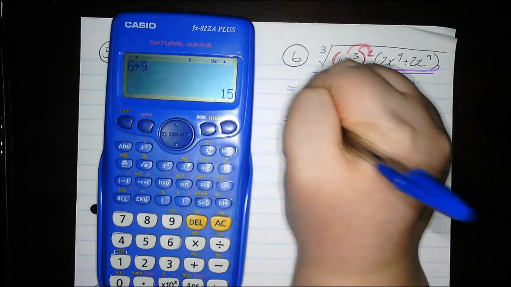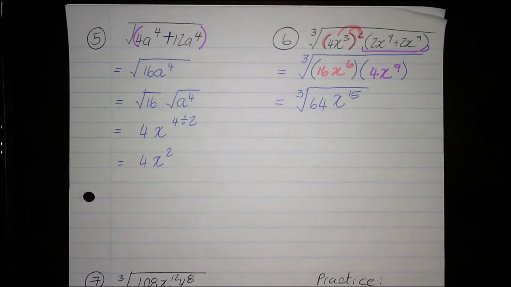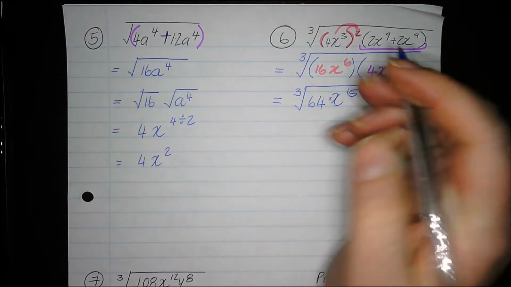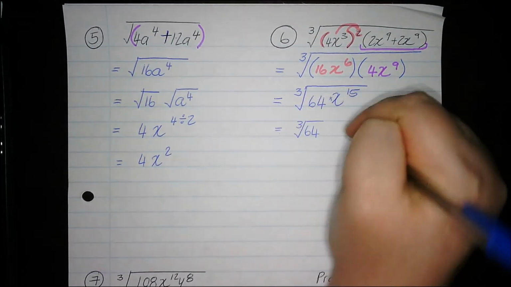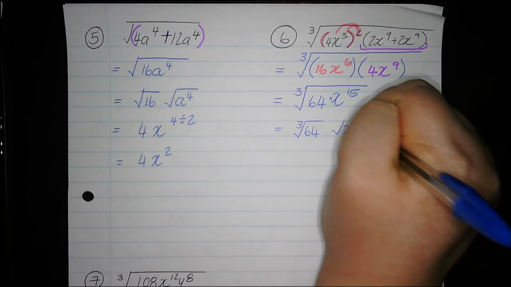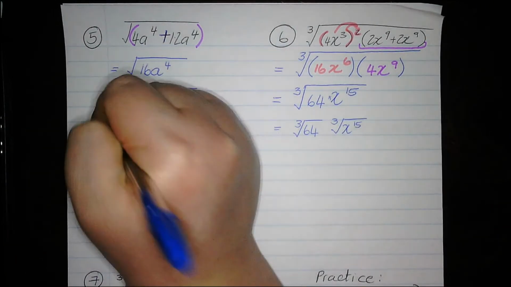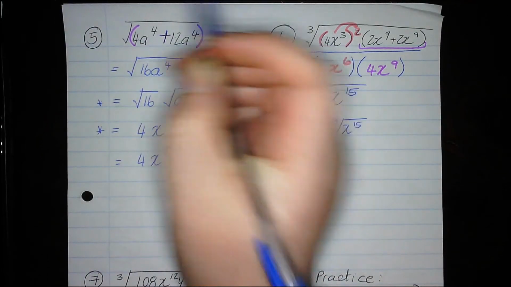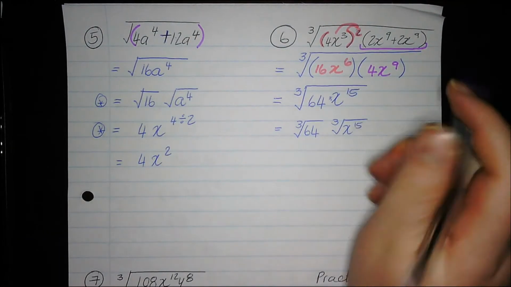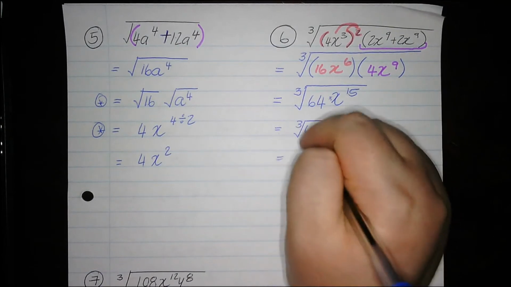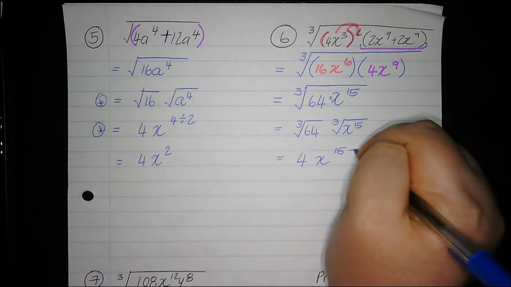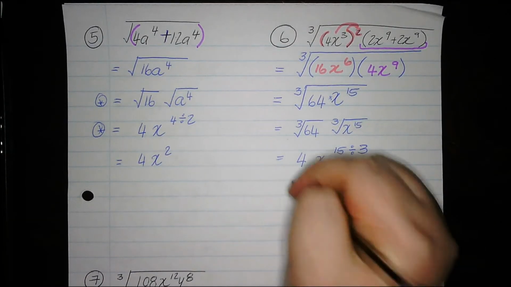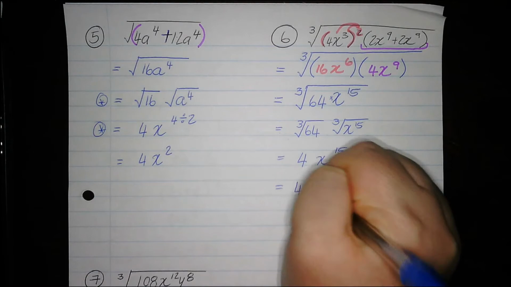Do you see how important it is to know your exponential laws for algebra? This is over a multiply, so we can split it up. The cube root of 64 and the cube root of x to the power 15. You don't need this step, but it does help for the boys who are still struggling. The cube root of 64 is 4, and we're going to divide this exponent by 3. That's going to give us 4x to the power 5.